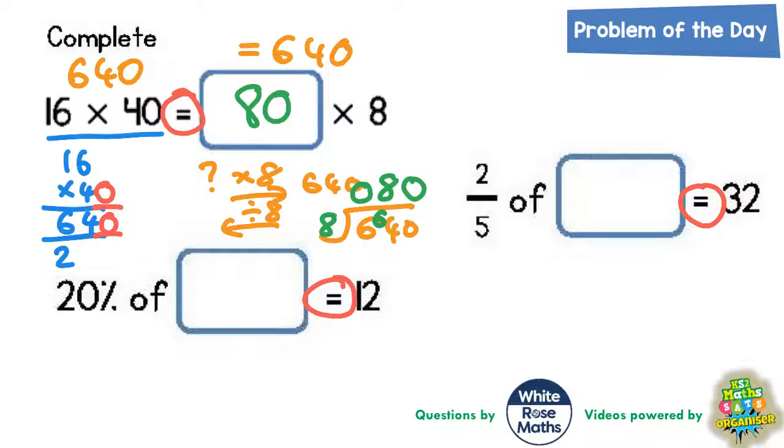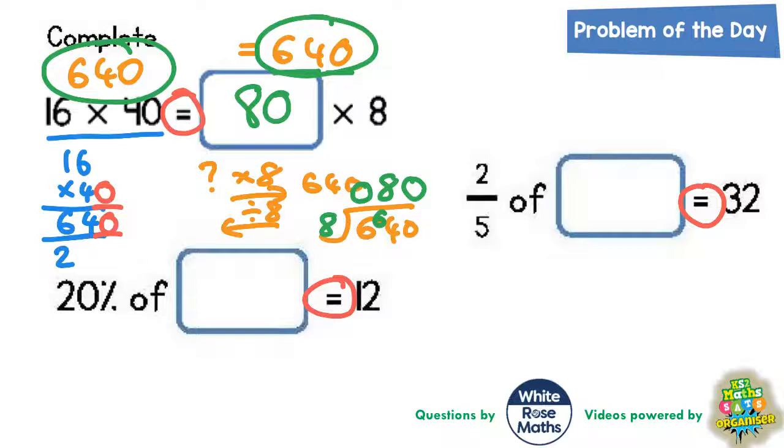80 times 8, well, 8 8s is 64. Put your 0 on the end, 640. And that's the answer to the right-hand side. And we showed earlier on that 16 times 40 is also 640. So 80 is the value in the missing box that makes both sides balance. Let's move on to the next question.